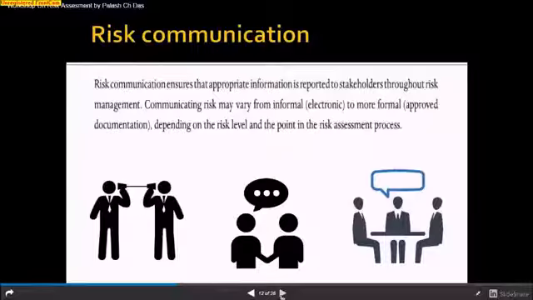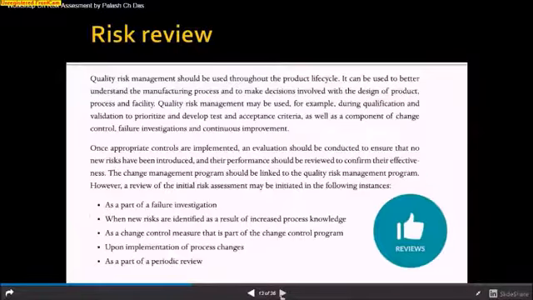Communicating risks may vary from informal, electronic, to more formal approved documentation. As you know, we have done a risk assessment, we get some values and we draw some conclusions that we can reduce our risks. That conclusion might have an effect on your documentation. You may have revised your recipe through the quality system or a change notification. So risk communication is required to the stakeholders that we have found the risk and we have found the solution, and for that solution you need to revise something.